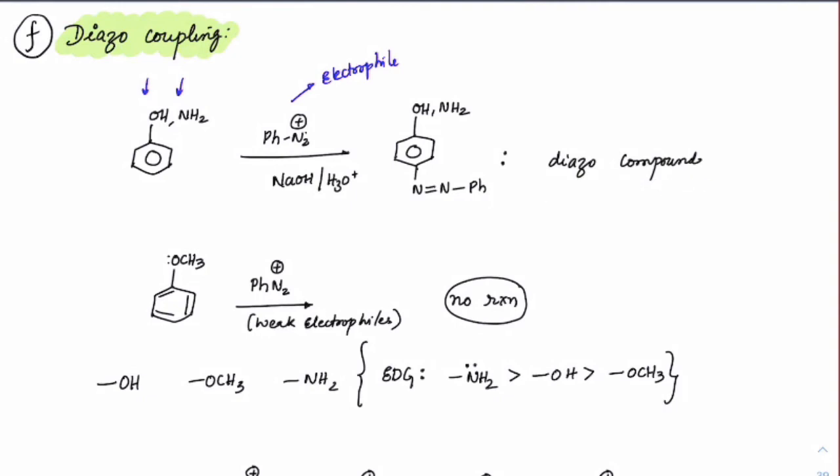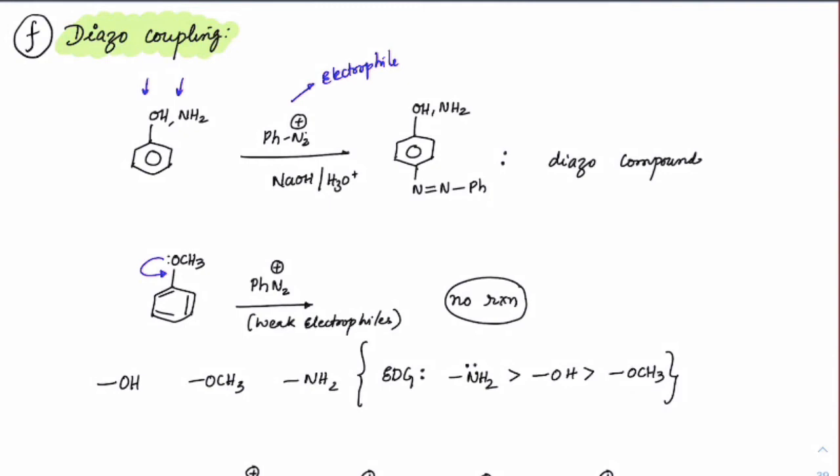Now we may think that OCH3 is also donating, and if it reacts, we should get a product. But due to resonance stabilization in the diazonium ion, it will always be a weak electrophile. So for weak electrophiles, we need very highly activated rings, which can be done by groups like OH and NH2, not OCH3. If you see the electron donating nature, NH2 is better than OH, which is better than OCH3. So these two would definitely make a reaction happen as compared to OCH3.